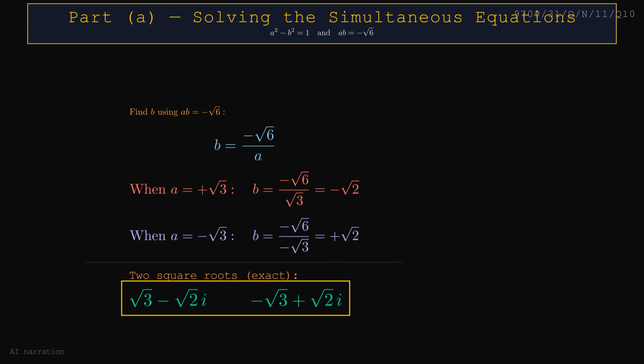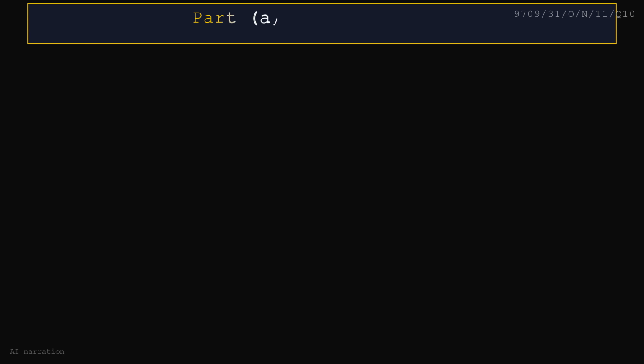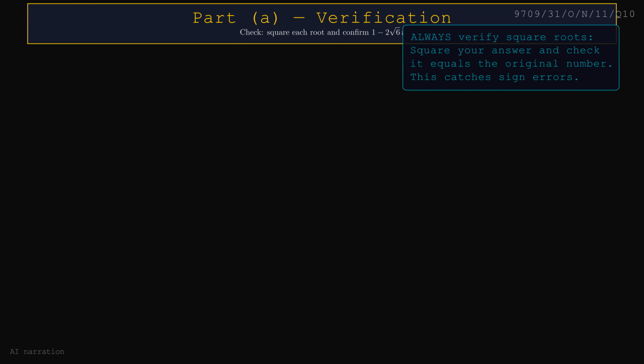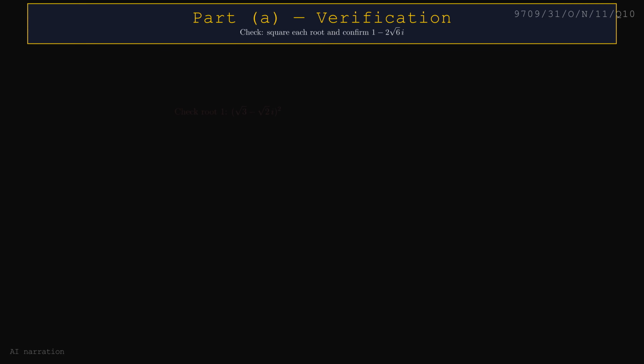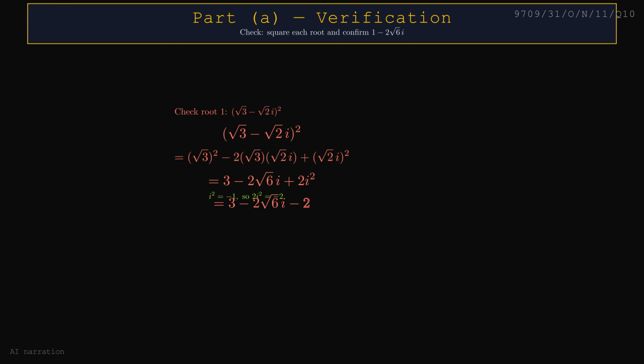Part A answers confirmed. Part A verification. Square each root and confirm you get 1 minus 2 root 6i. Always verify by squaring your answer back. Check root 1, root 3 minus root 2i, squared. Expand and simplify. Remember i squared equals minus 1. 2i squared becomes minus 2. Simplify to 1 minus 2 root 6i, check mark.